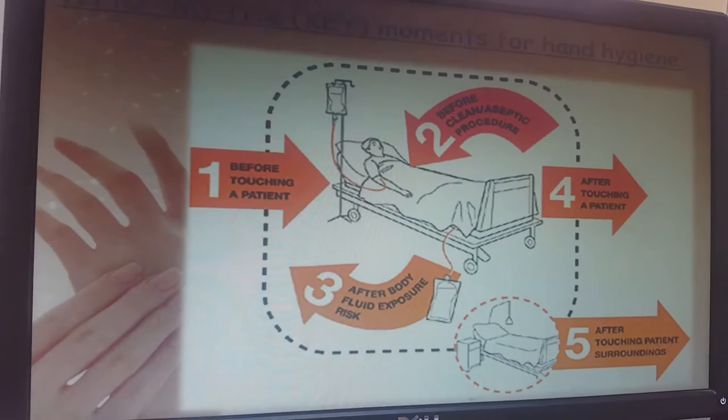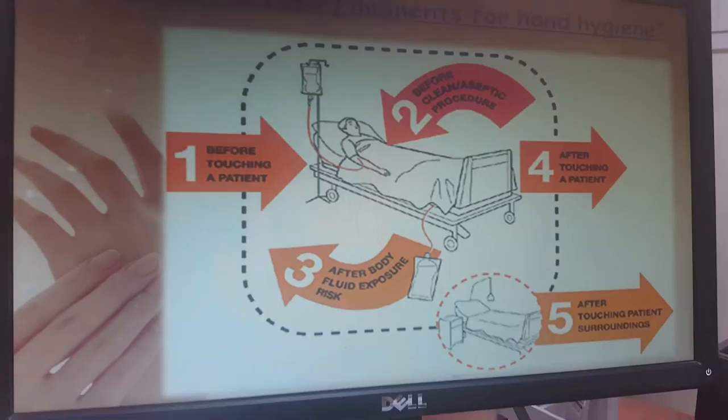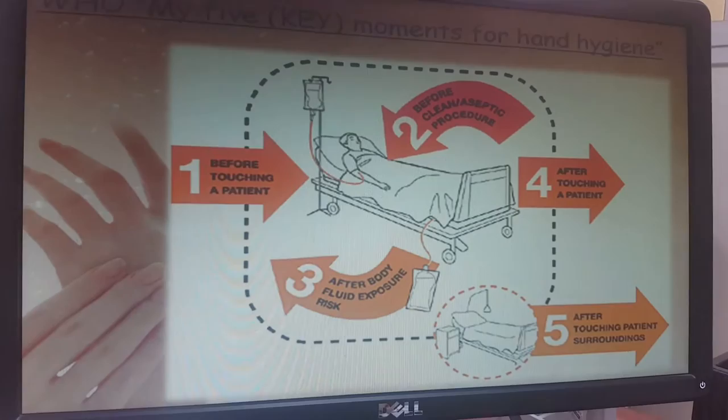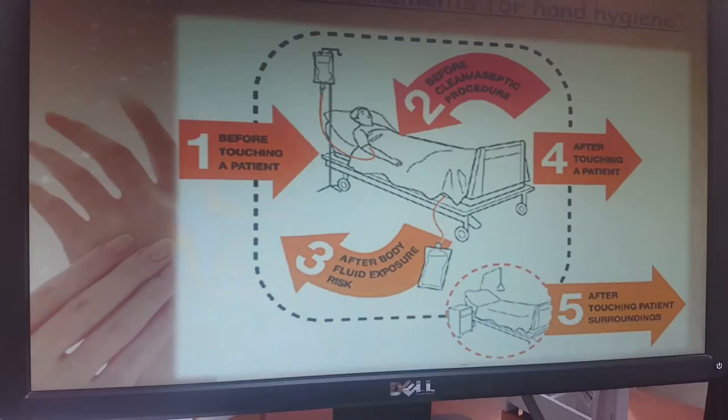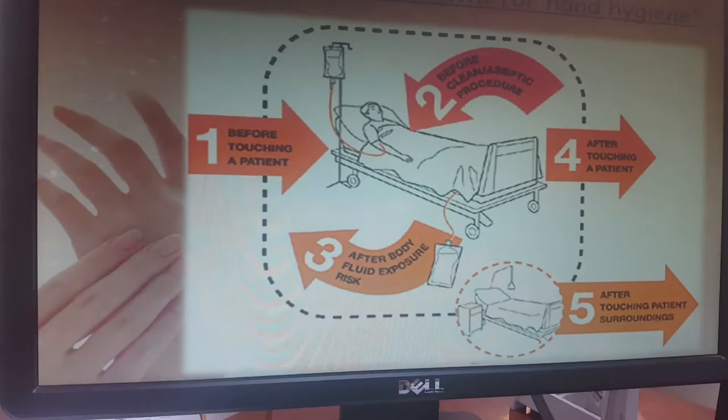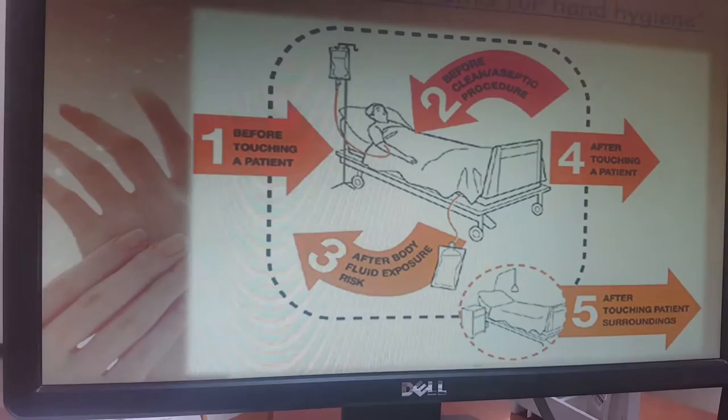This is the WHO My 5 Moments for hand hygiene. If I ask you when you will do hand hygiene, your immediate answer is the 5 moments of hand hygiene according to the WHO, World Health Organization: before touching the patient, before clean or aseptic procedure, after touching body fluids, after touching the patient, and after touching the patient surroundings. This is when it will be.